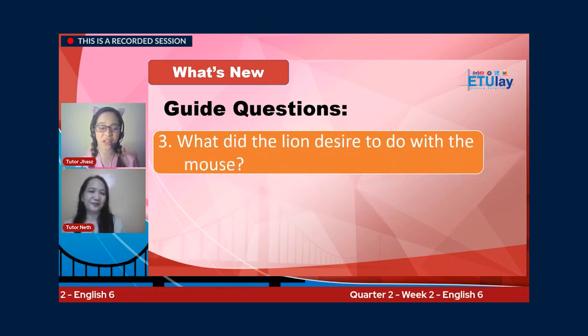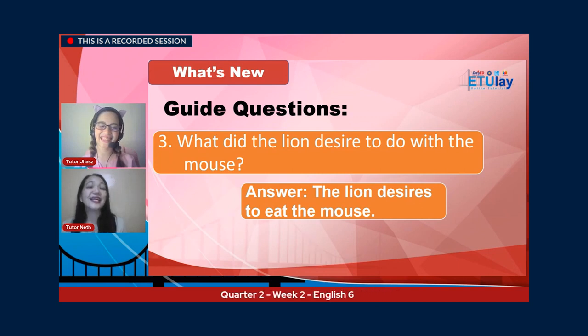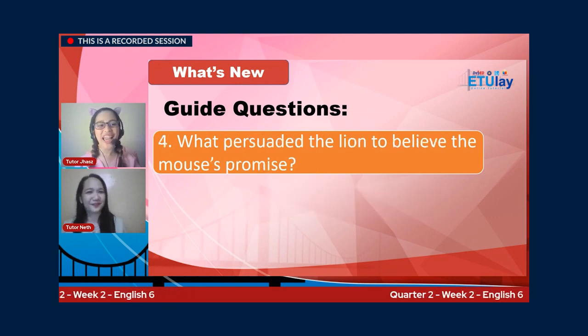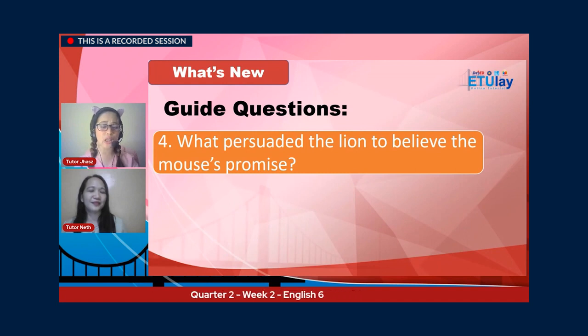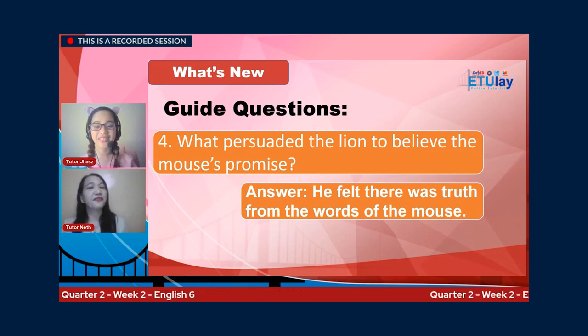And for number three question. What did the lion desire to do with the mouse? What do you think is our answer? Here it is. The lion desires to eat the mouse. Oh, no. And for question number four, what persuaded the lion to believe the mouse's promise? What do you think it is? Of course, he felt there was truth in the words of the mouse.